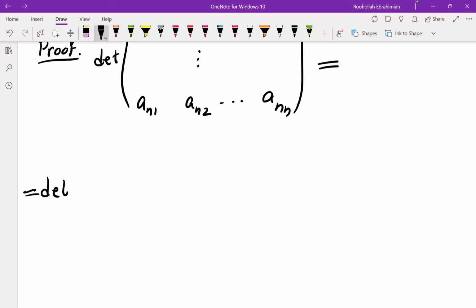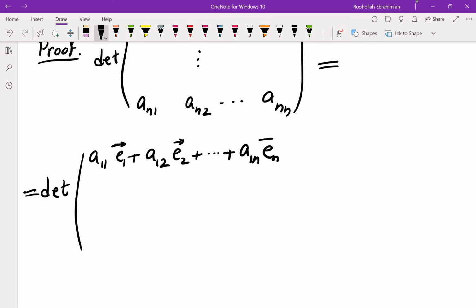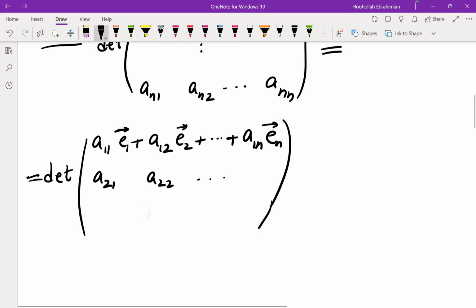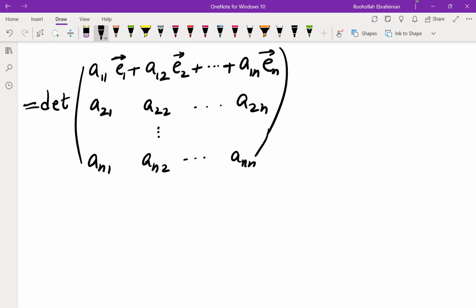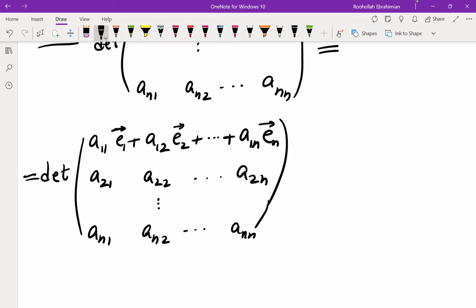So this is the determinant where the first row is A11 E1 plus A12 E2 plus A1n En. And I'm going to keep the rest. The rest is A21, A22, etc., A2n all the way to AN1, AN2, ANN. Okay, so let's see how we can actually use linearity.